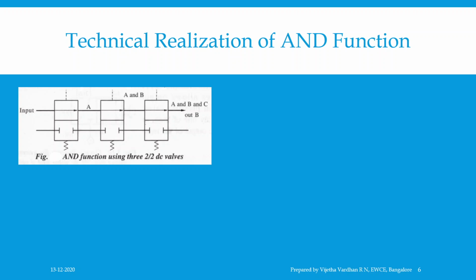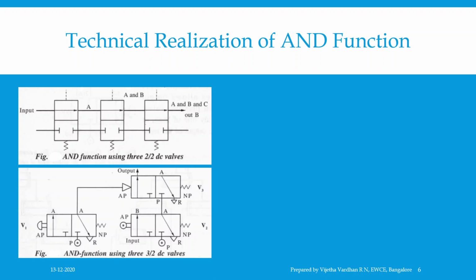And what are the advantages here? Least amount of equipment necessary, thereby fewer possible sources of error, and an economical solution. Coming to one more type of AND function using three 3 by 2 DC valves.